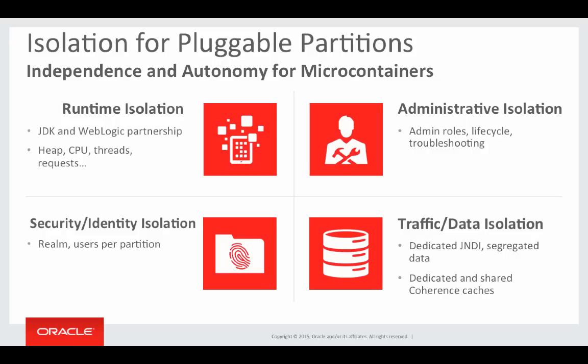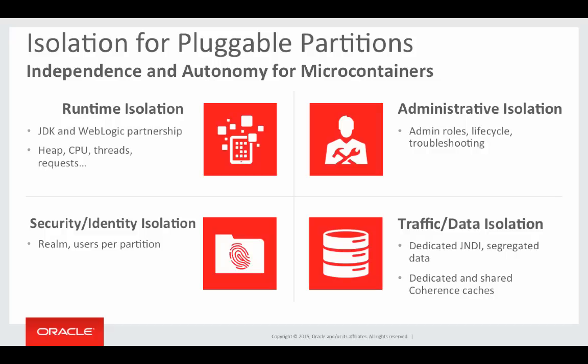And then the microcontainer itself has its own life cycle, has its own troubleshooting. You can change configuration independently from all other partitions running in the same environment, start them, stop them, turn on debug flags independently, look at logs independently. All of this is administratively isolated so that these things can be managed on their own. And then I've talked about the traffic and data isolation already. So within the partition, there's dedicated JNDI. It's a namespace there. And then you can think about, we're going to point to separate data on the data tier, and we're also going to provide a separate cache service within Coherence caches. So traffic and data is isolated.